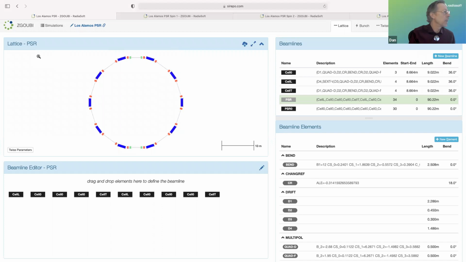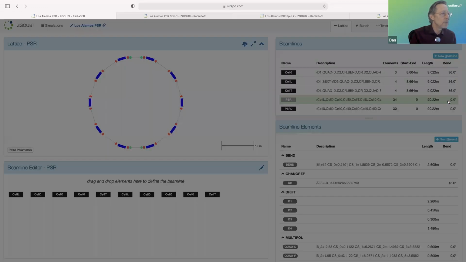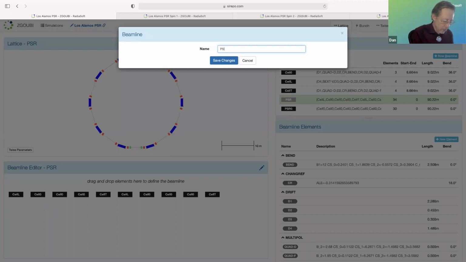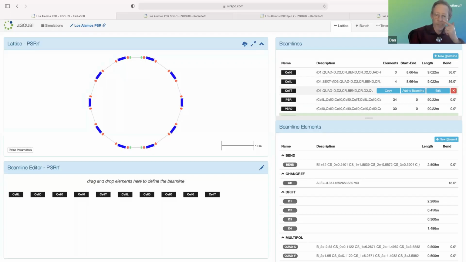open up the PSR. And here's that lattice. The blue are the bending magnets, the red are the quadrupoles, and the 2 greens up here and down here are the 4 sextupoles in the machine. Now, to get started, I want to make a copy of the regular PSR. I'm going to call it PSR RF because I want to stick an RF cavity in here because we need that for accelerating.